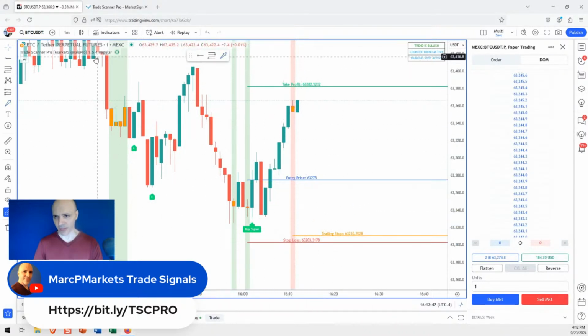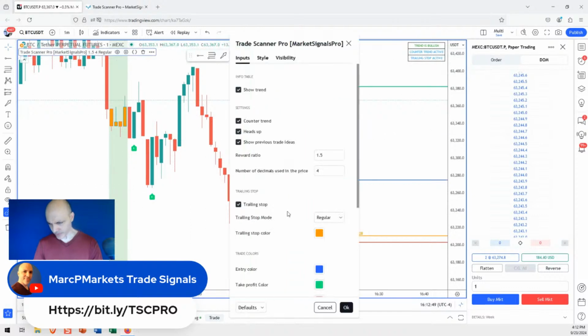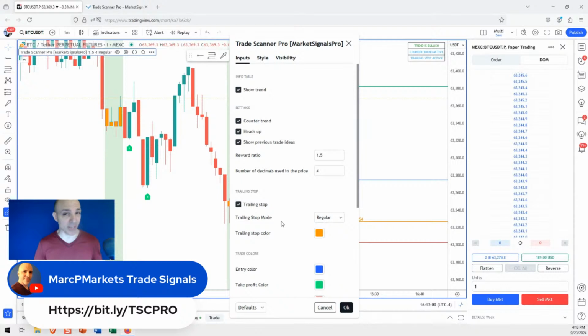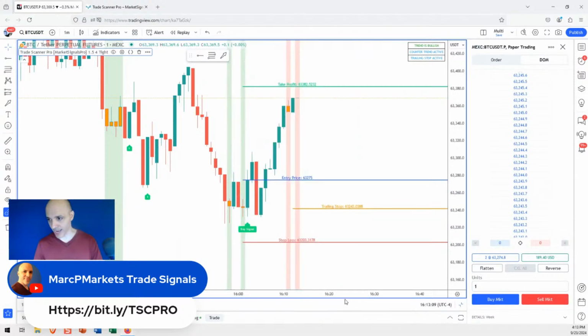Now, here's a cool thing about the Trade Scanner Pro. You can go back and watch it. You can change the sensitivity of that trailing stop, right? By default, it's on regular, but you could make it tight, which means it's going to be really close to the price action. See, this is on tight mode, so it's going to be a little closer as the market continues higher.